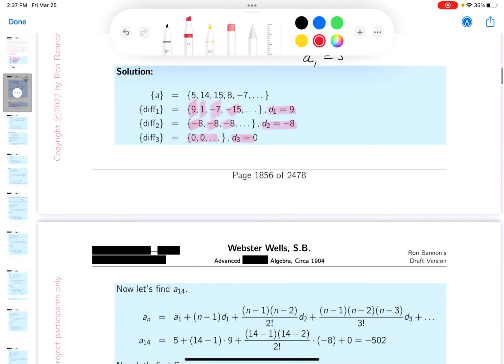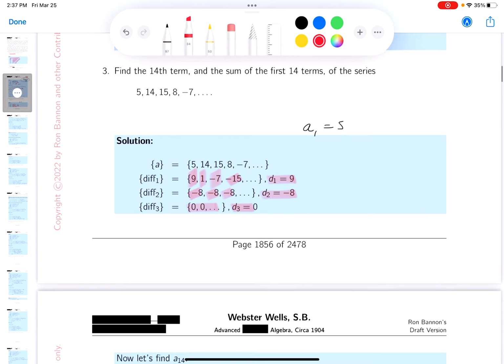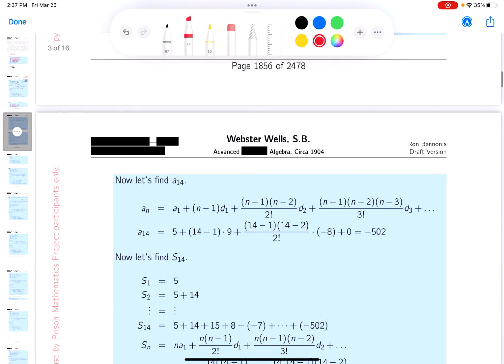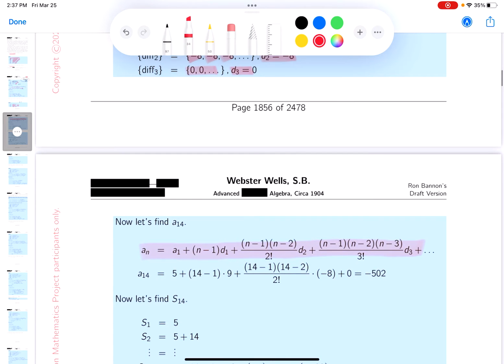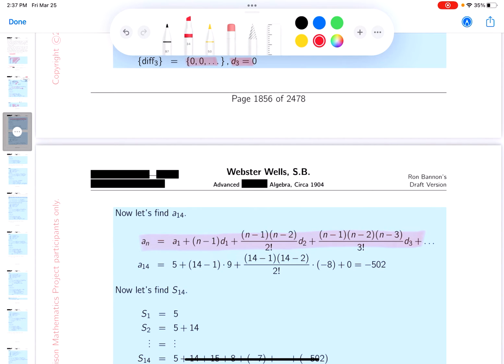I'm going to move on to answering their questions, which is they want the 14th term and the sum of the first 14 terms. Let's write this down. You should realize that AN, this is the form that we derived in the lecture portion, and I'll highlight it for you. It's right over here. Provided I know the D's, which I do, D3 forward is 0. So the only thing I have to do is this portion right over here. I'm just going to concentrate on this because everything after that is going to be 0.